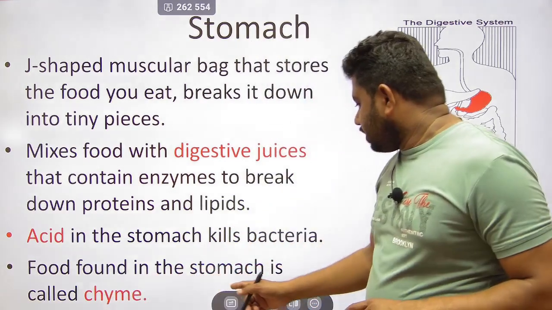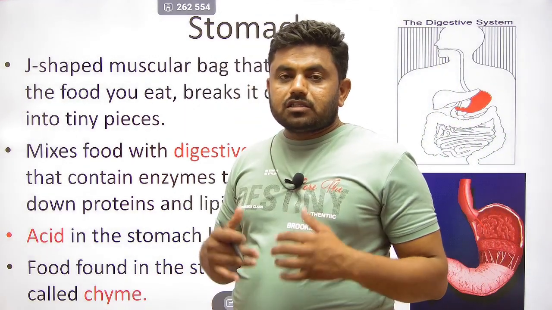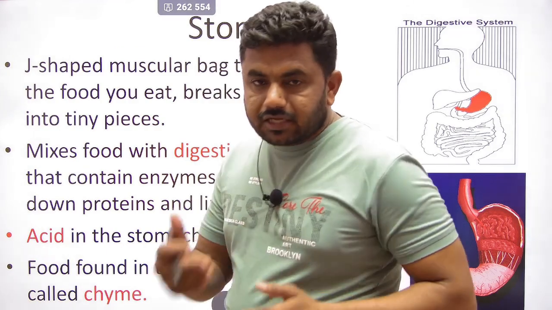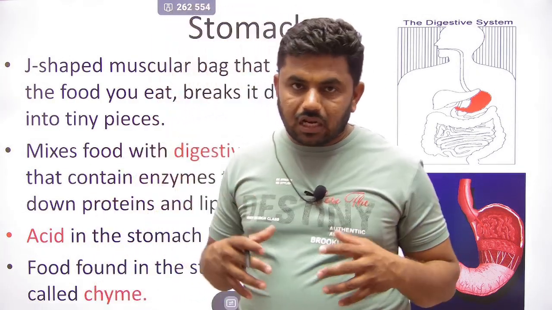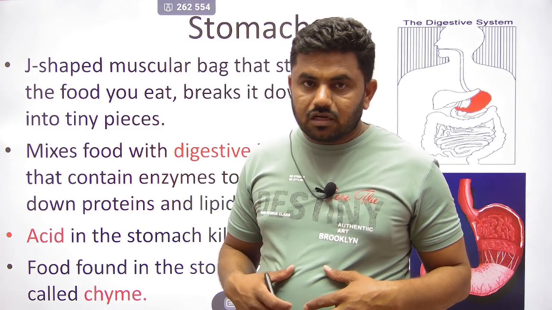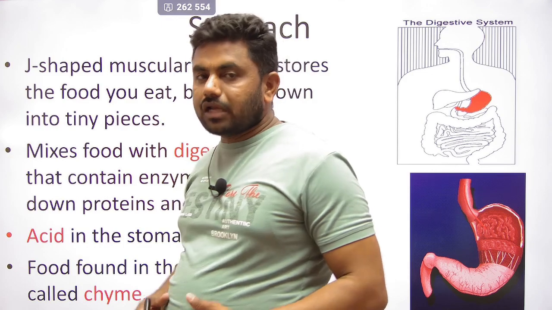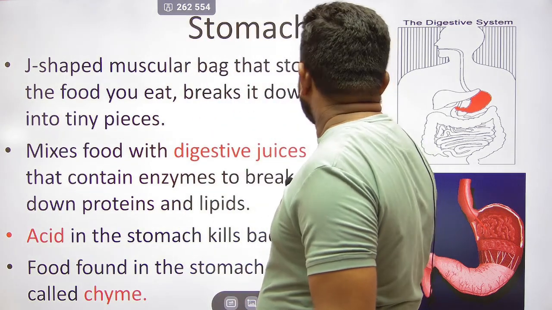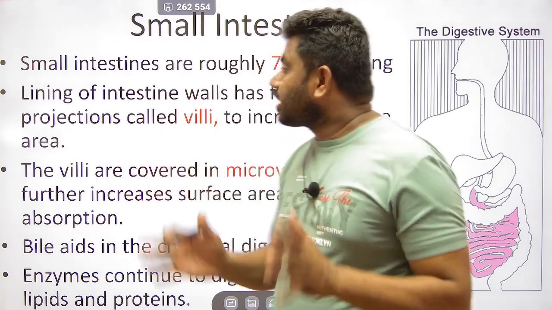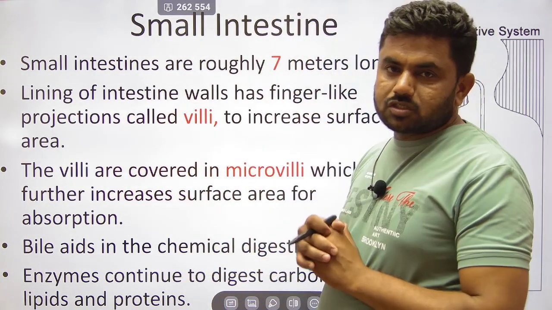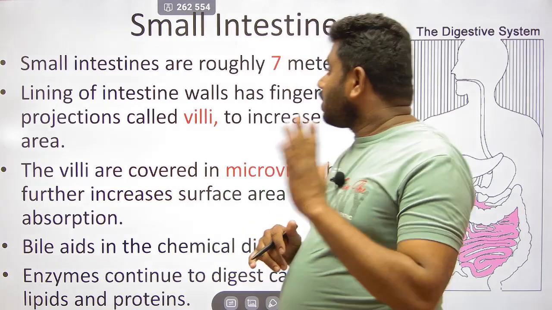Food found in the stomach is called chyme, meaning inside there it breaks down and mixes with the saliva as well as other digestive juices, and the digestion process continues into the small intestine and large intestine. The small intestine, let's see what it is. The small intestine is roughly 7 meters long. How many meters long? Roughly about 7 meters long.